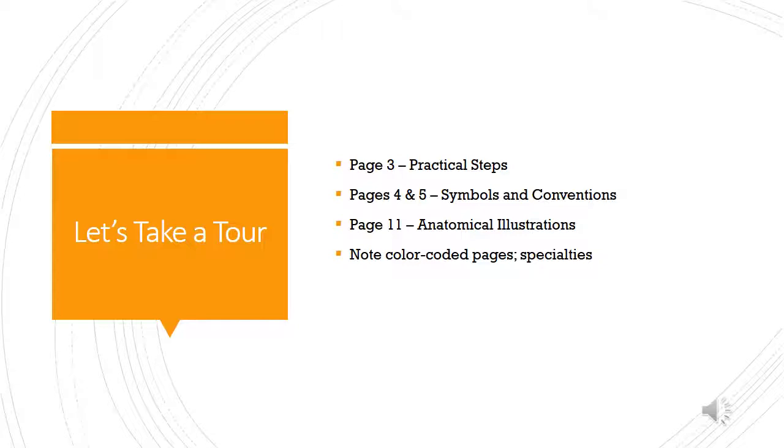Starting with page 11, there are many pages containing anatomical illustrations. These might be a good reference when looking for a code to determine where something may be located in the body or specific organ.